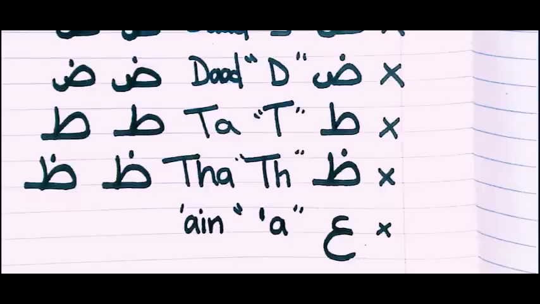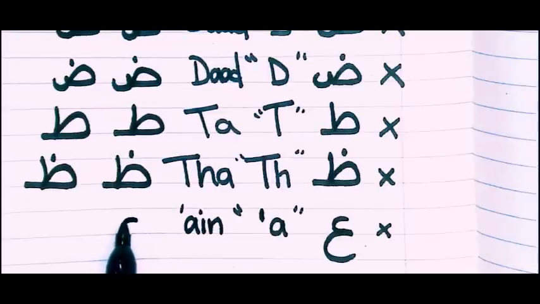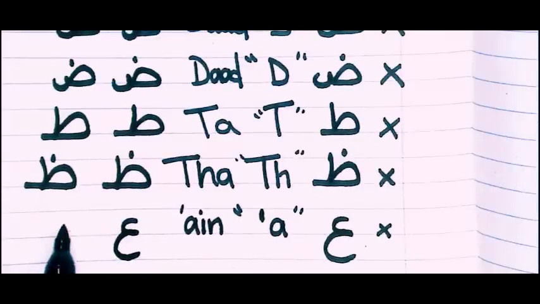Ayn. And look how I'm writing it again. It's in two shapes. Smaller shape, half a circle, and then a wider one. Start from here, smaller, bigger. Ayn.